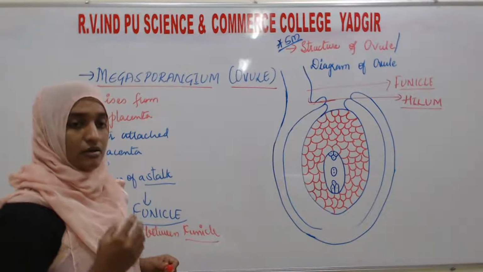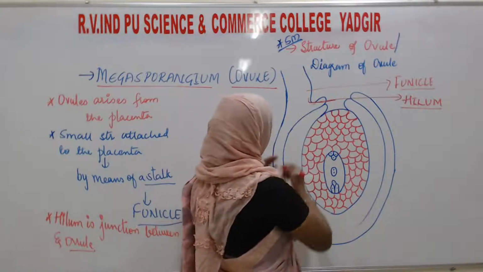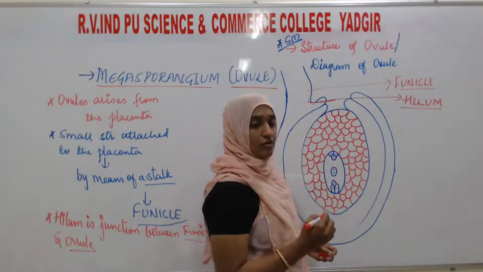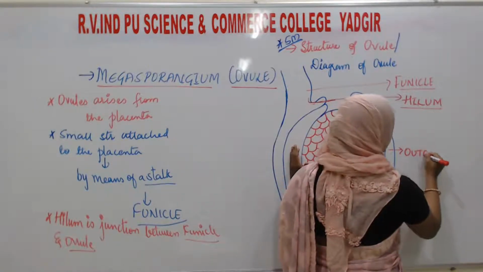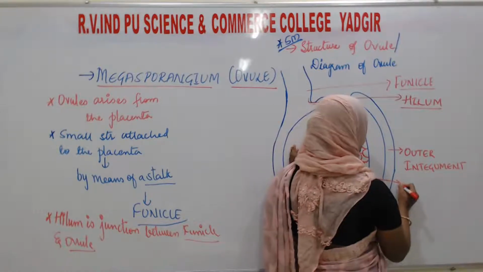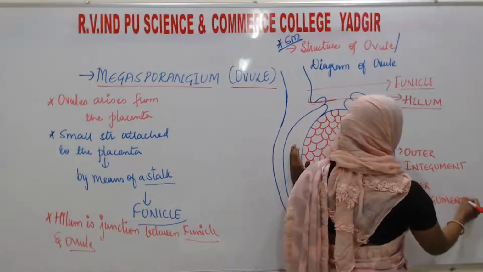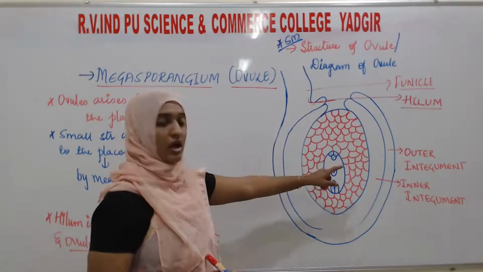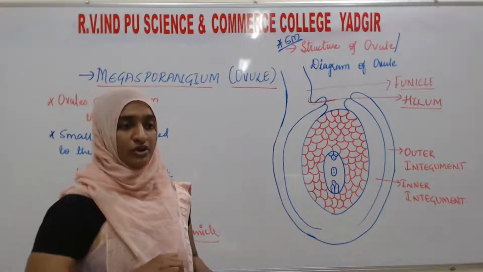Here it has two envelopes, or two coverings. You can see this is the outer covering of the ovule and this is the inner covering. These two envelopes are known as the integuments. Here this is the outer integument, and one more envelope is there, this is the inner integument. There are two integuments, the outer integument and the inner integument, which enclose the ovule body.